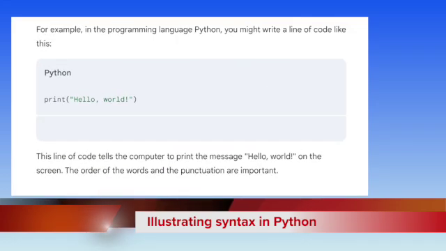For example, in the programming language Python, you might write a line of code like this. This line of code tells the computer to print the message, "Hello, world," on the screen. The order of the words and the punctuation are important.